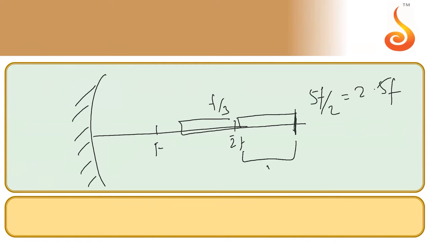Do you agree with me that this length is f/2? 0.5f I am writing as equal to f/2. He asked me to calculate the magnification, my dear friends. What should you be doing? Length of the image divided by length of the object.